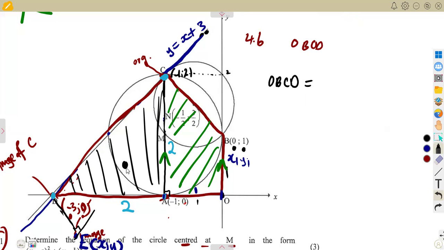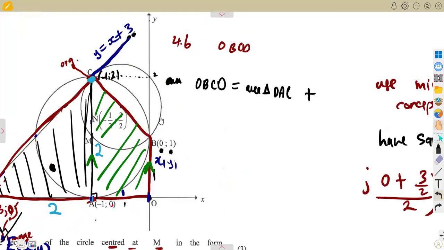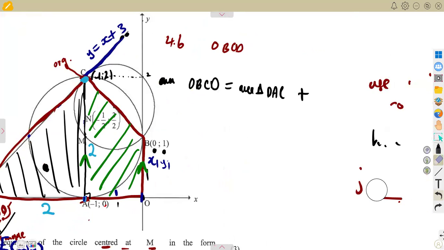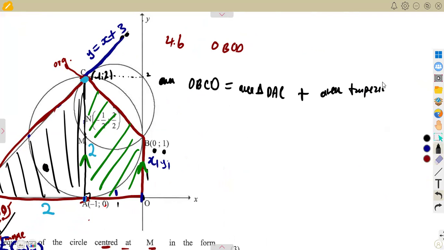So it is a combination of 2 things. It is a combination of this triangle. So the area of this is equal to the area of the triangle DAC plus the area of this trapezium. You consider also the trapezium there. So there we're going to need the numerical value. So you need the area of the trapezium OBCA. By having this, we've got the area of the whole quadrilateral.